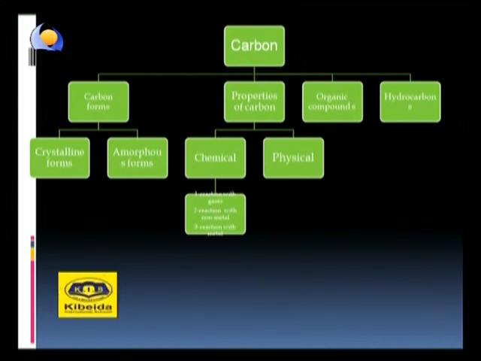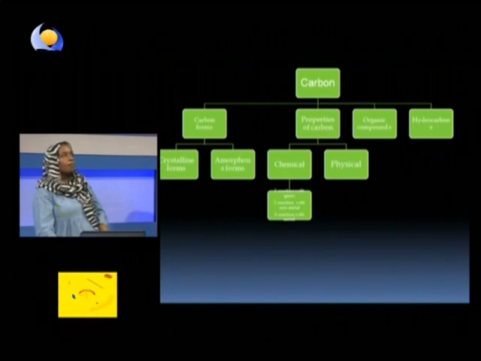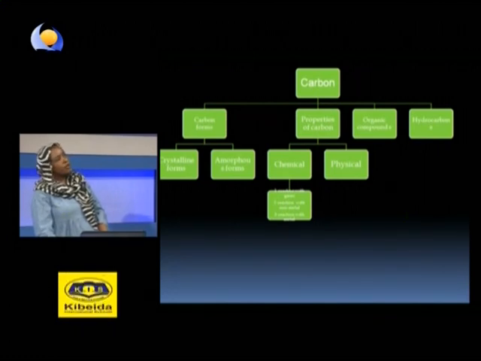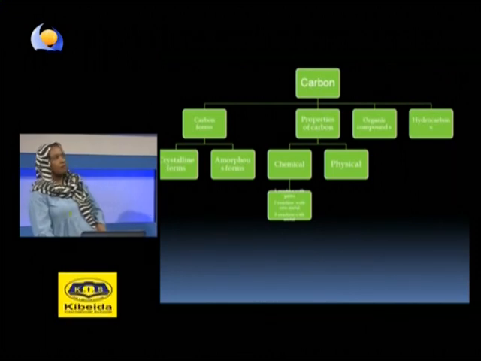Number three, organic compounds. What are organic compounds? Where do we use organic compounds? Different examples of these compounds. And the last one is hydrocarbons. Hydrocarbons are a combination of different elements, with three types of hydrocarbons, and hydrocarbons are divided into saturated and non-saturated, and so on.